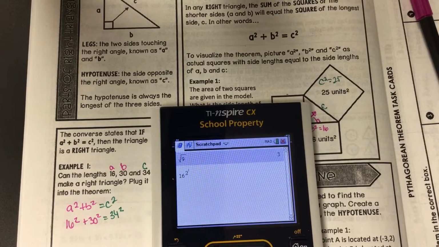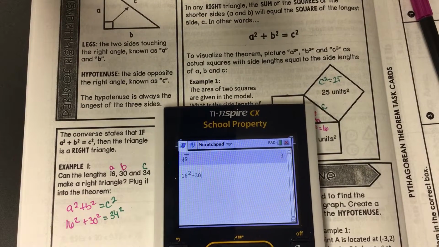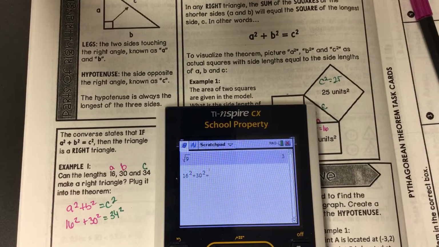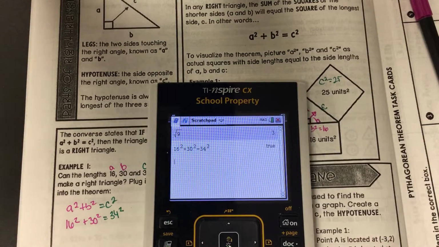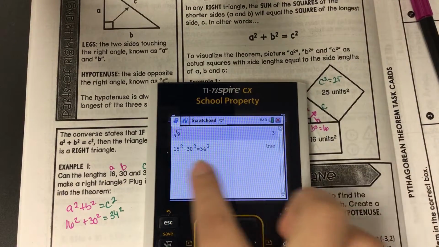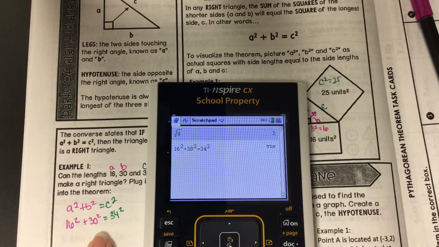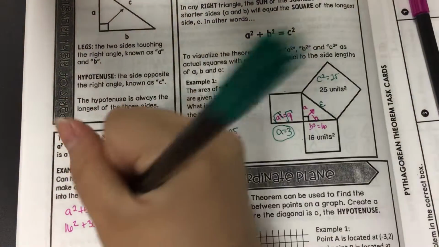16 squared plus 30 squared equals 34 squared. And then we'll go ahead and type that in. This says true. So I know that this is a true statement. These are equal to each other. So this is a right triangle.